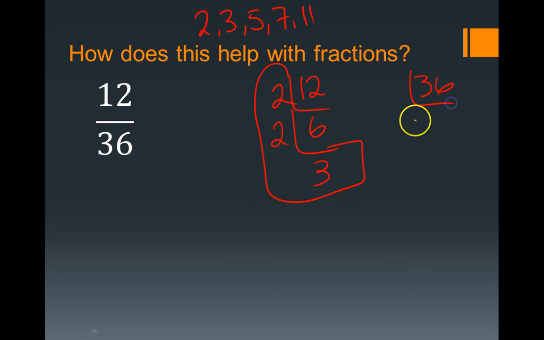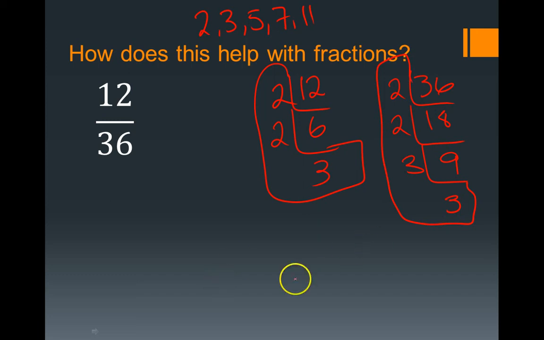36. I can divide by 2, and I get 18. I can divide by 2, and I get 9. I can divide by 3, and I get 3. They have to come out to be whole numbers. So the factors of 12 are 2, 2, and 3. The factors of 36 are 2, 2, 3, and 3.